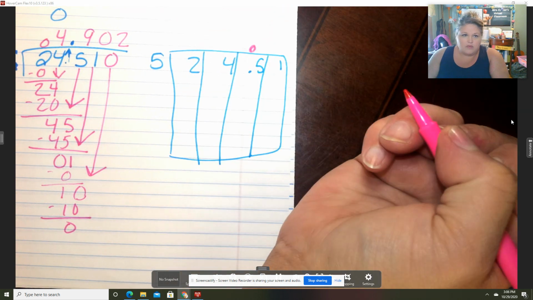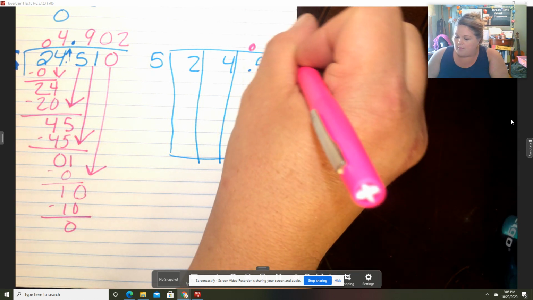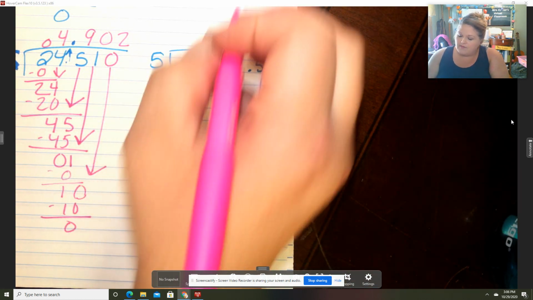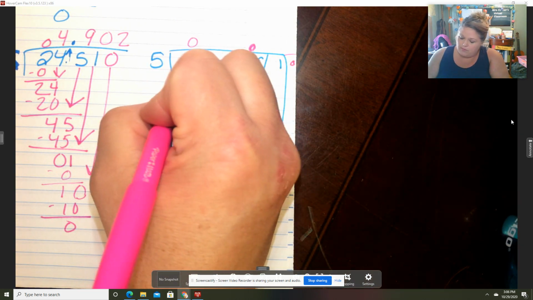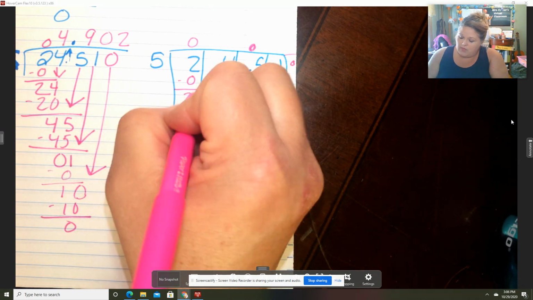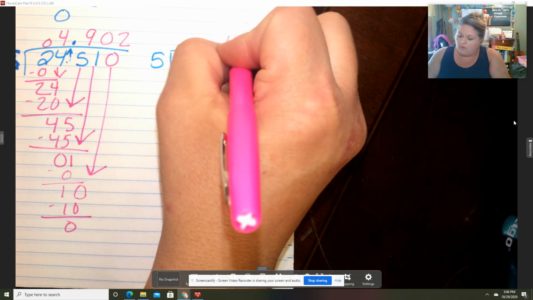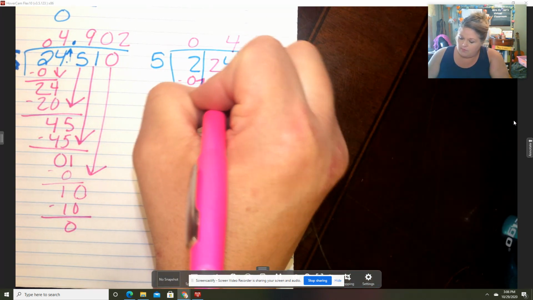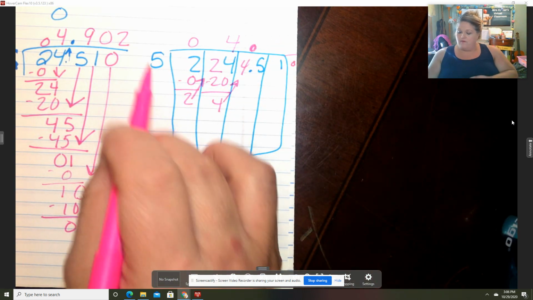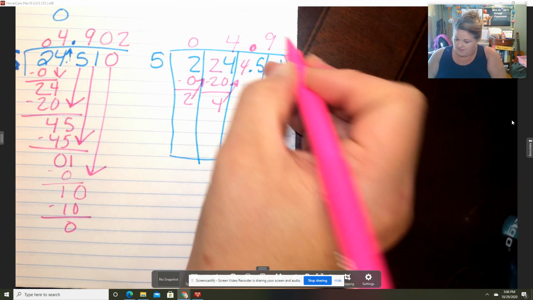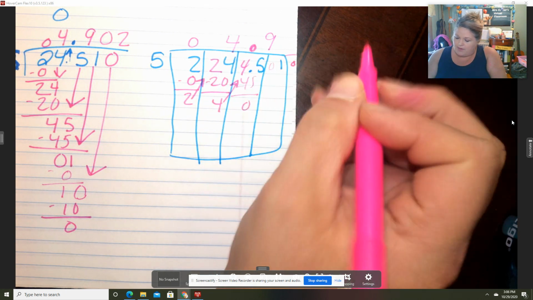Same problem. You know that we're going to have to add a 0, so I'm going to go ahead and very sloppily add that 0 in right there. 5 goes into 2 0 times. 0 times 5 is 0. 2 minus 0 is 2. I bring that 2 up. 5 goes into 24 4 times. 4 times 5 is 20. And that is 4. Now, 5 goes into 45 9 times. 9 times 5 is 45. And that's 0. I bring that 0 up.